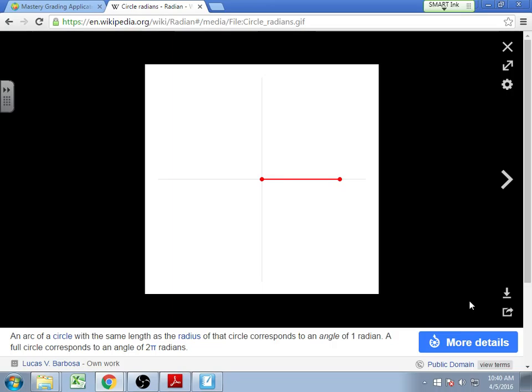So check this out. We start with a point, I draw my radius, and I make my circle. That length of the radius, when I take it and bend it around the circumference, that is one radian.